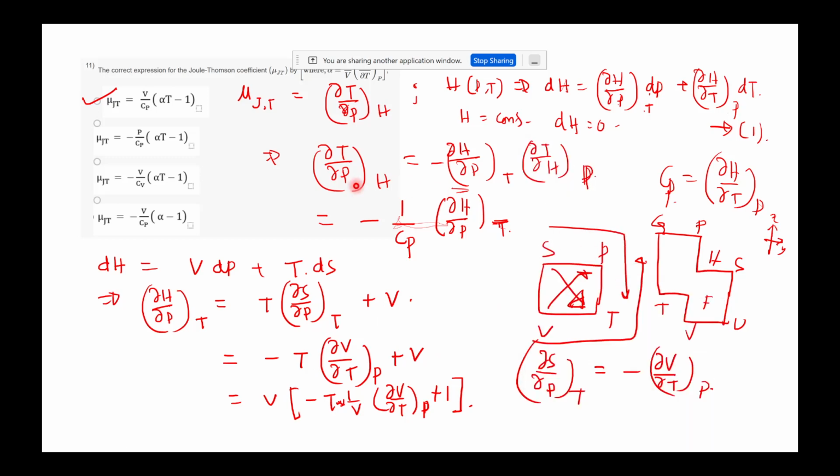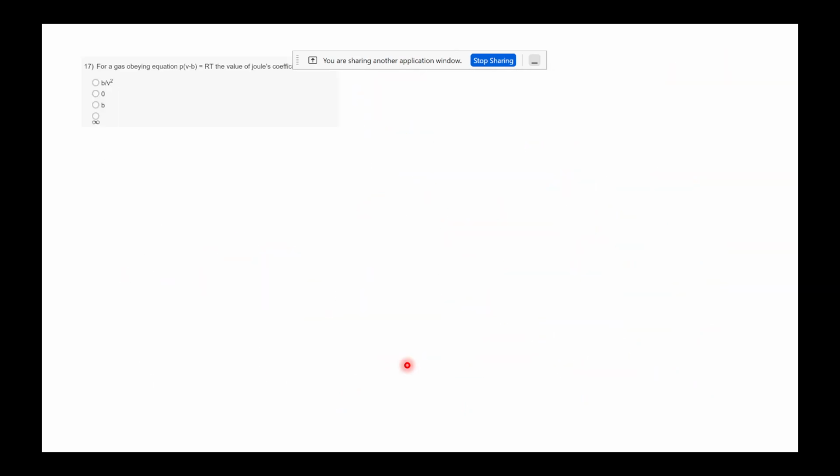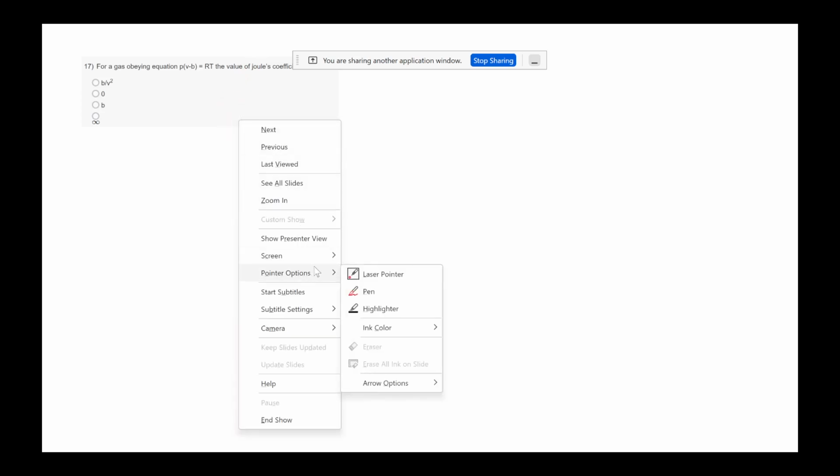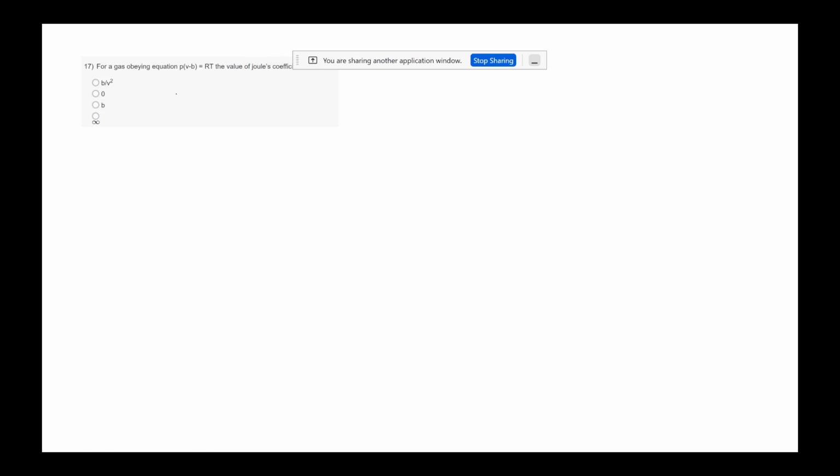So here this is minus 1 by Cp del H del P at constant T, and del H del P at constant T will be minus T del V del T plus V. Then just replace these things, then it will become 1 by Cp times T dV dT at constant P minus V. Got my point? So then mu JT. This is Joule's coefficient, no? So they want mu J only. Okay, this is mu J.